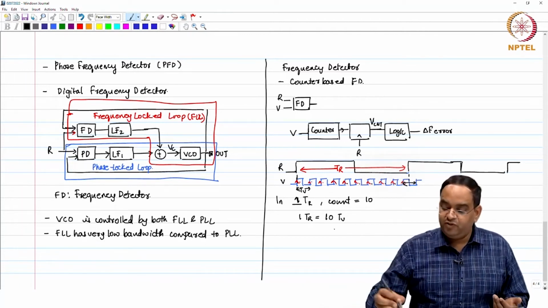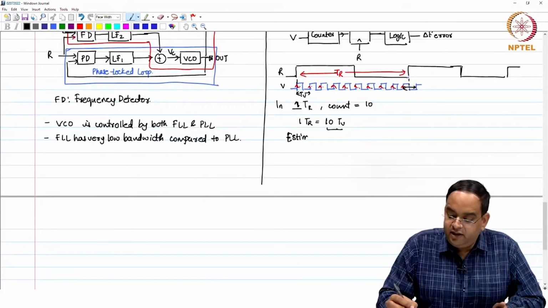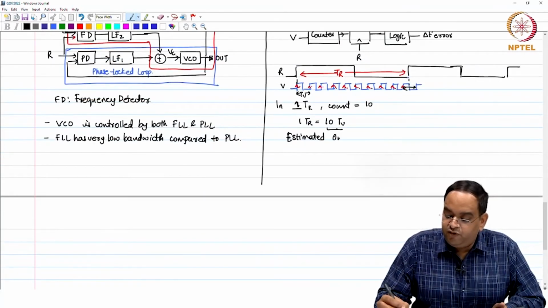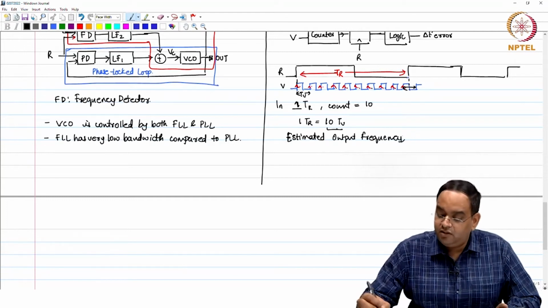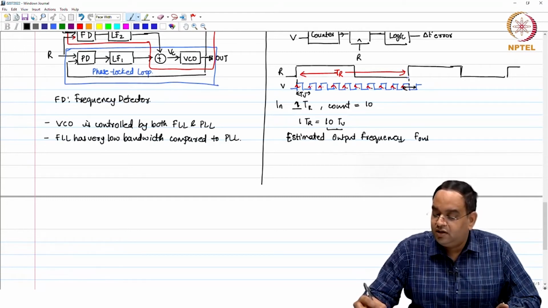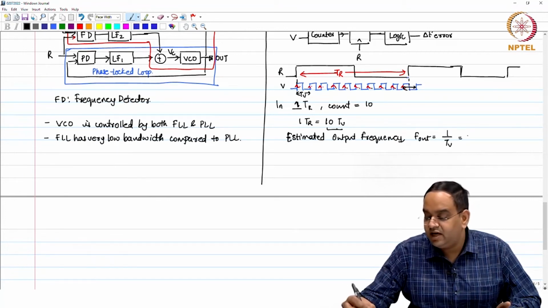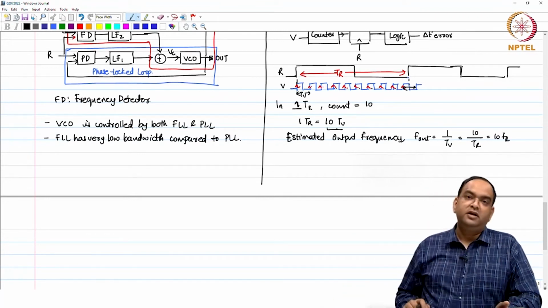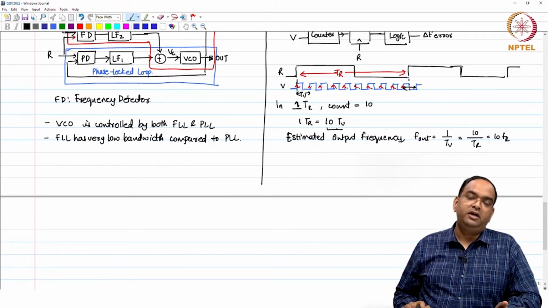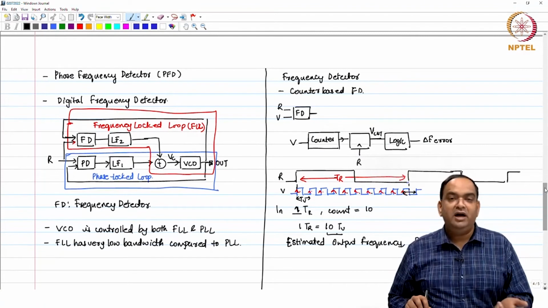So, if someone wants me to find the frequency of the V signal, from here my estimated output frequency F out is equal to 1 over TV, where TV is TR by 10. So, that is 10 by TR, which is 10 FR. You can estimate it. In this way you will know what frequency error you have.